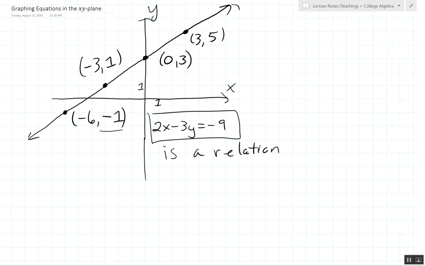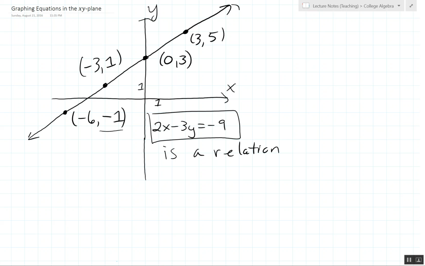And so notice I already have a relation set up and graph for you. So the equation 2x minus 3y equals negative 9 is a relation. We'll learn that later on. It's a special type of relation with its own name. But for the moment, we're just going to be interested in graphing it.